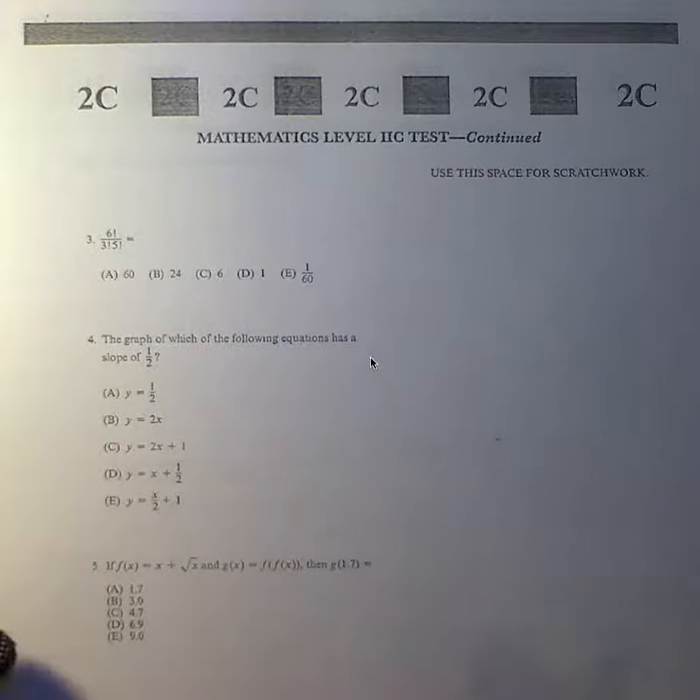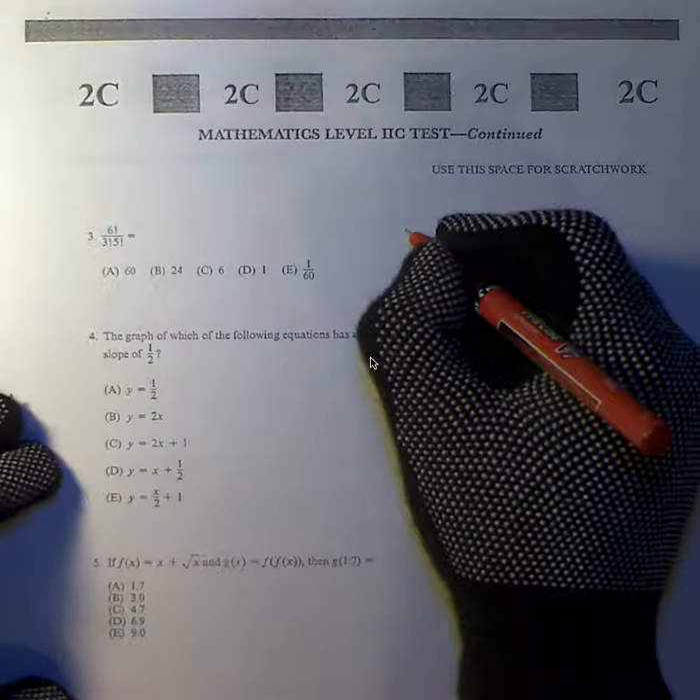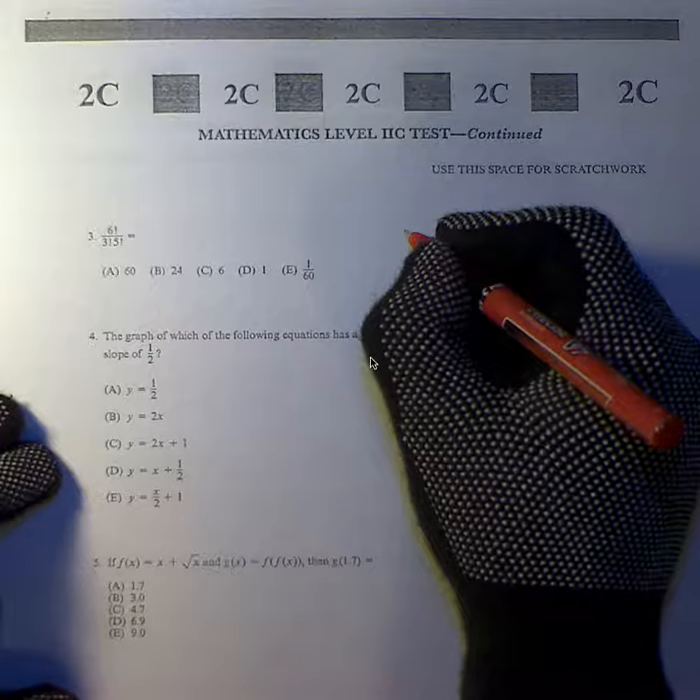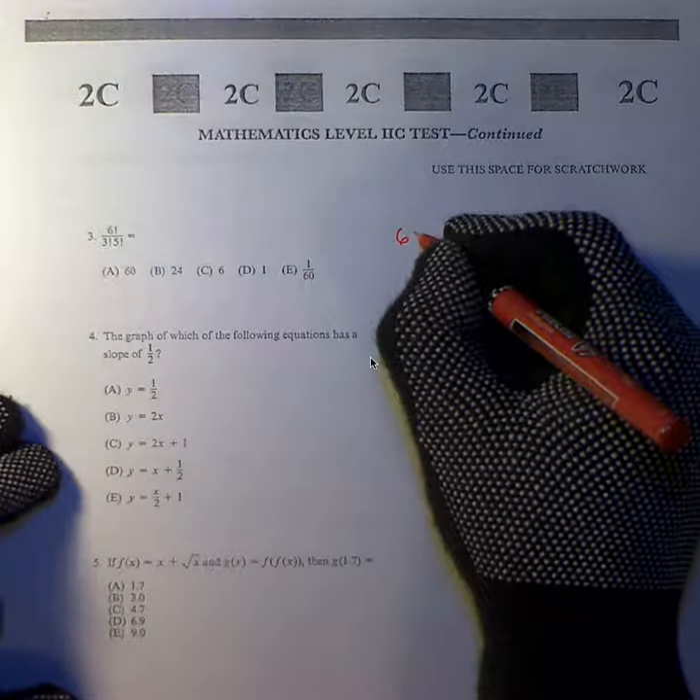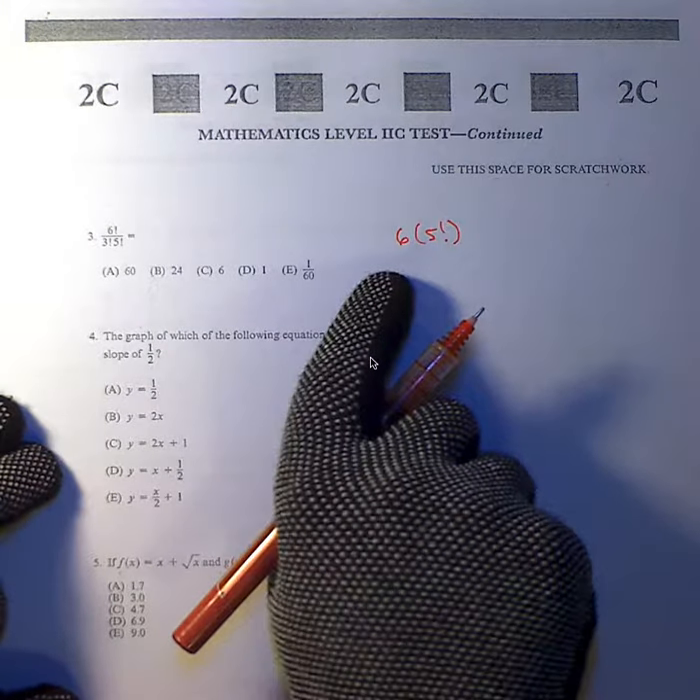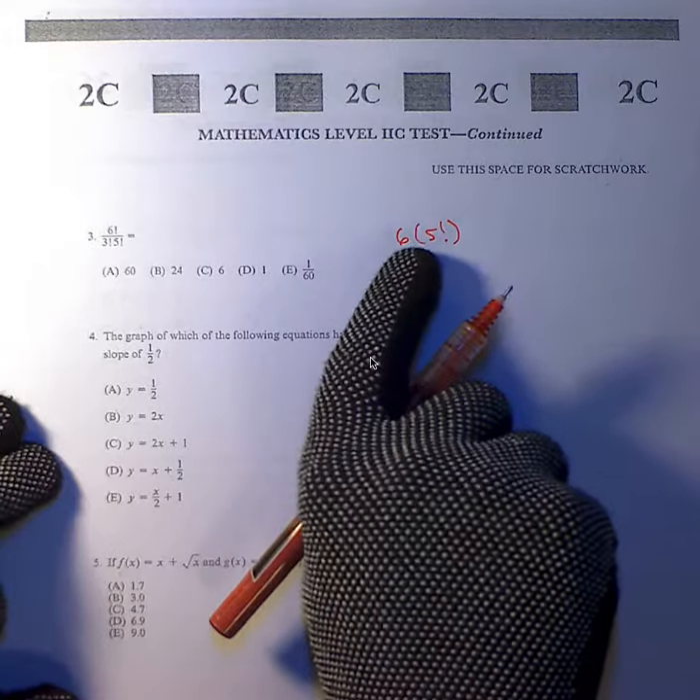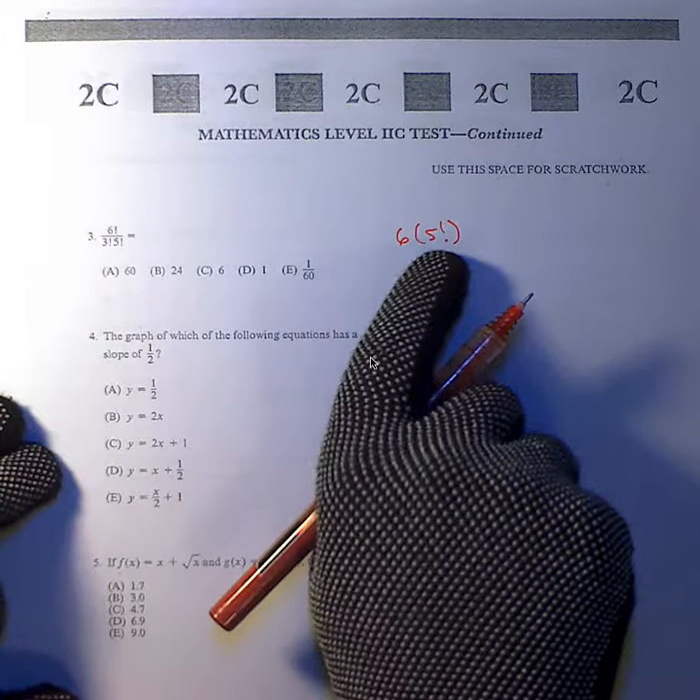So problem 3. By definition, 6 factorial is 6 times 5 times all the way to 1. So therefore, we can write 6 factorial is 6 times 5 factorial. Because, as I said, 6 factorial is 6 times 5 times 4 times 3 times 2 times 1. But then this says 6 times 5 factorial, which is 5 times... you get it.